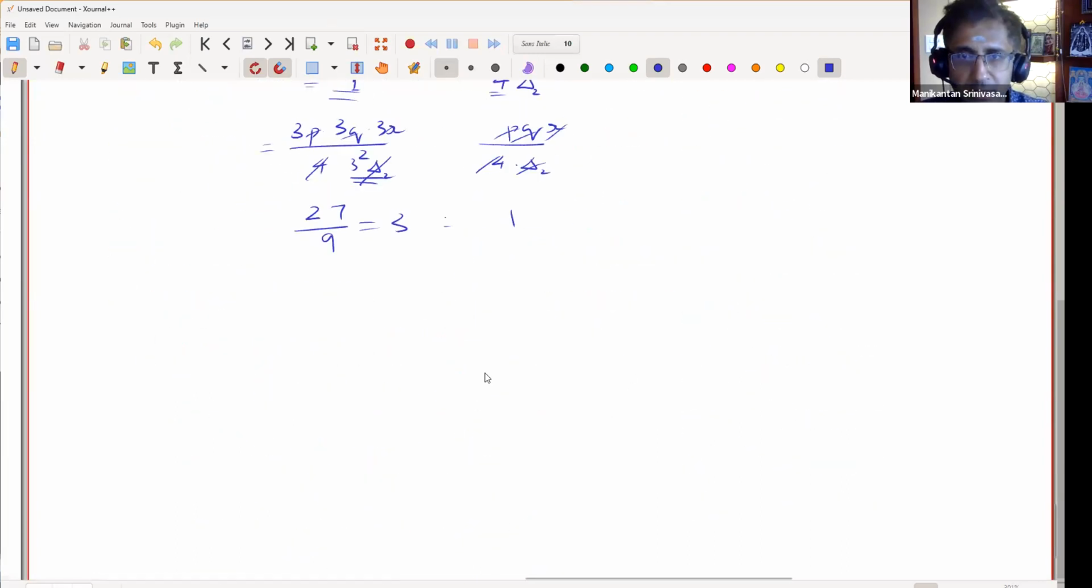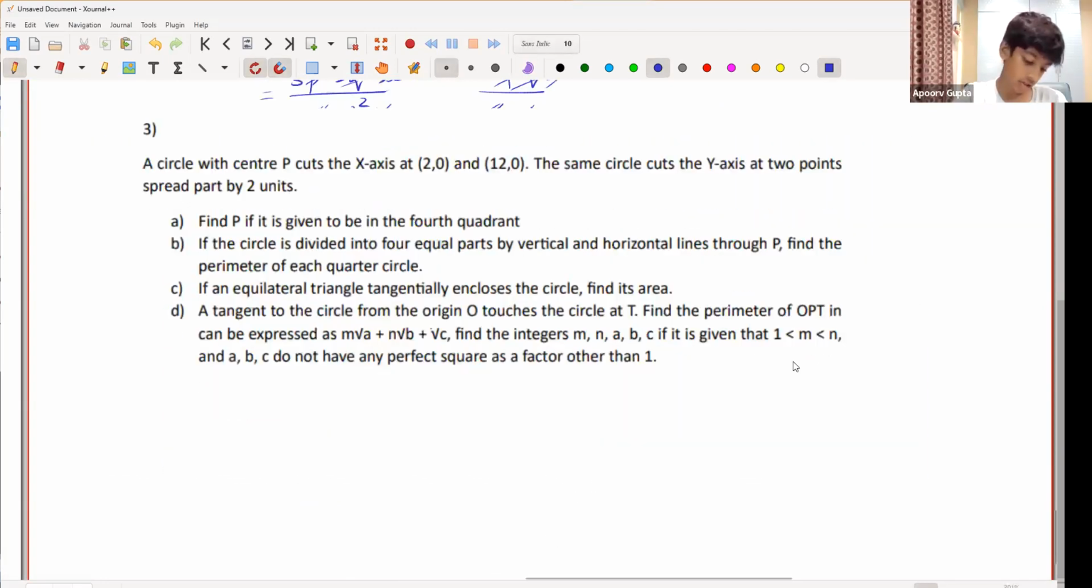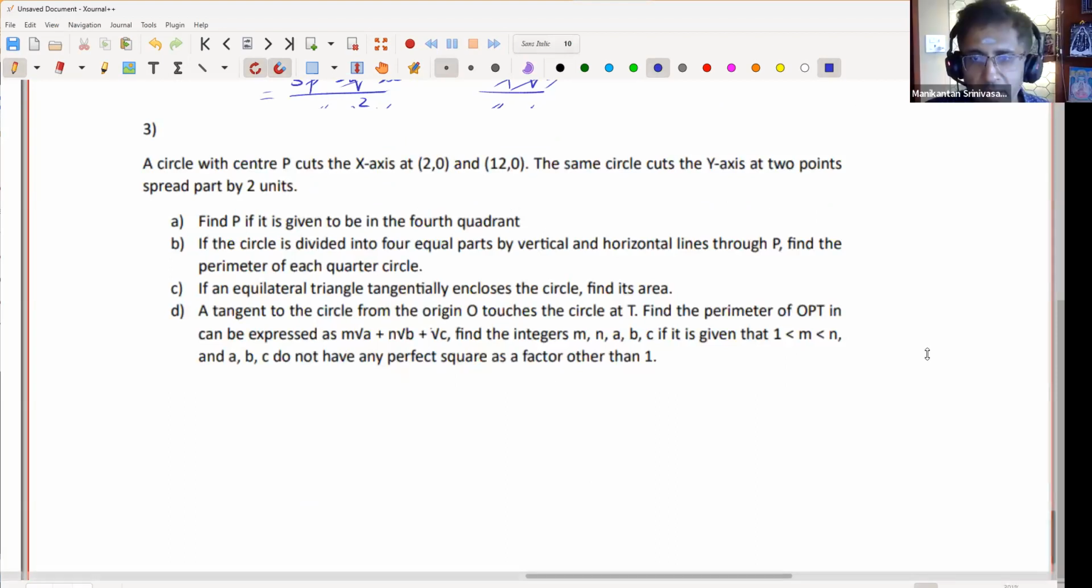Question 2, that was. Question 3. Okay, Apurva, did you do question 3? Yes, I did question 3. Should I give you the answer for all the subparts? No, let's go one part at a time. Let's start with the first part.